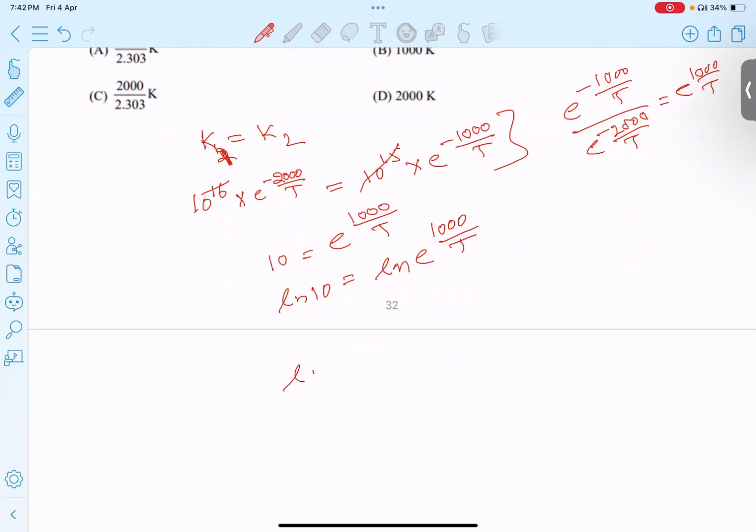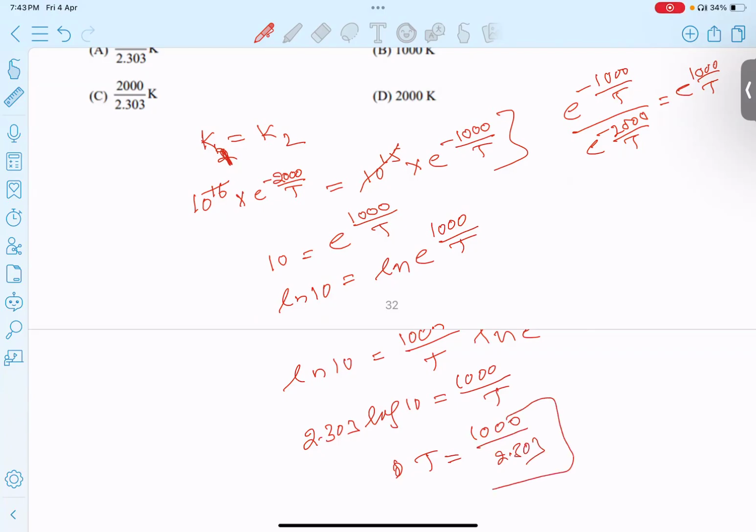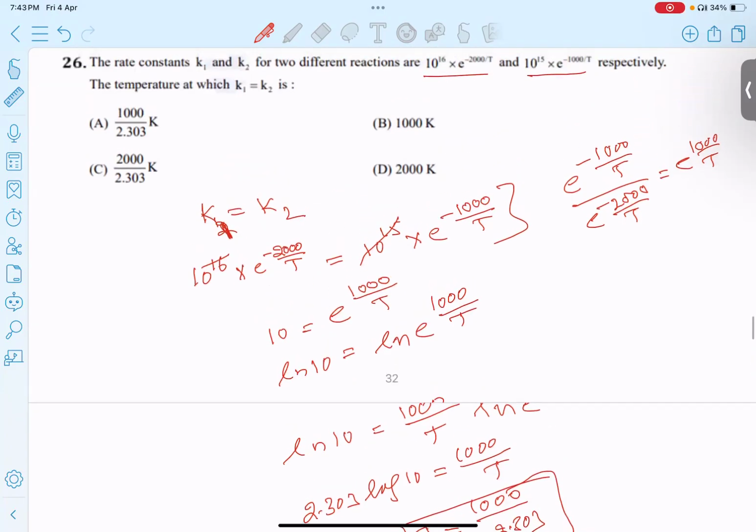Then ln 10 is equal to 1000 divided by t times ln e. So ln e, base e, is equal to 1. Converting the natural log into log base 10, 2.303 log 10 is equal to 1000 by t. We know that log 10 value is 1. Therefore, t is equal to 1000 divided by 2.303. So the correct option is A, 1000 divided by 2.303 Kelvin.